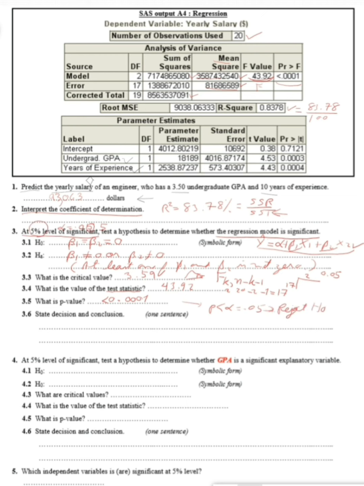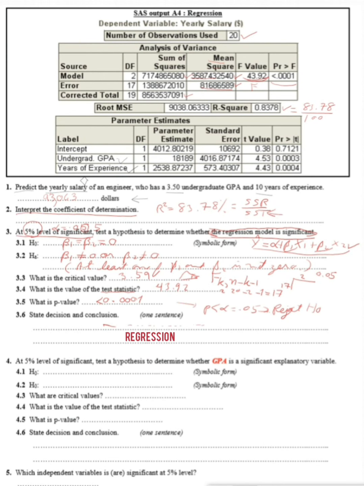So what do you write? H0 is false. HA is true. So you write formally: the null hypothesis is rejected, and the conclusion would be that the regression model is significant. Okay, only this. Or you can also write that at least one of the regression slopes is non-zero.